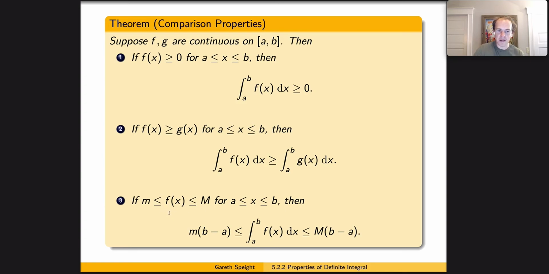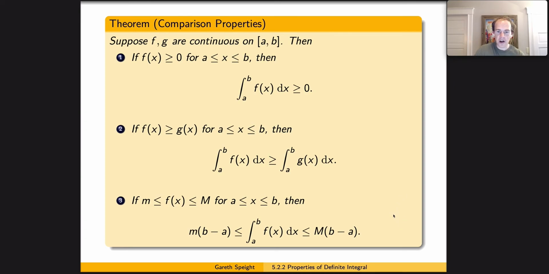And then same going the other way. So if f is bigger than little m, then the integral of f is going to be bigger than the integral of little m. So the integral of f is going to be bigger than little m times b minus a. Okay, or you could think about it in terms of areas if you draw the picture.